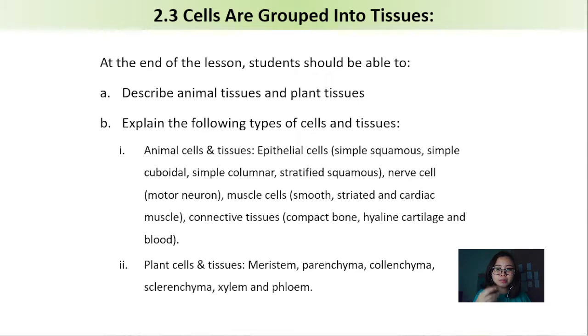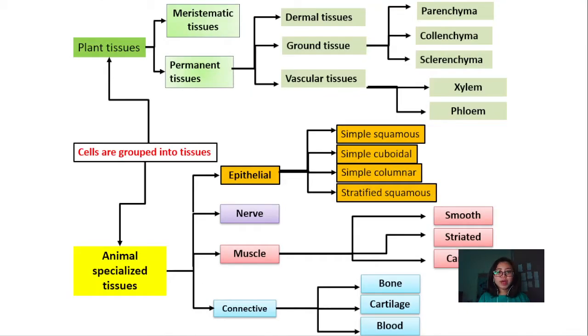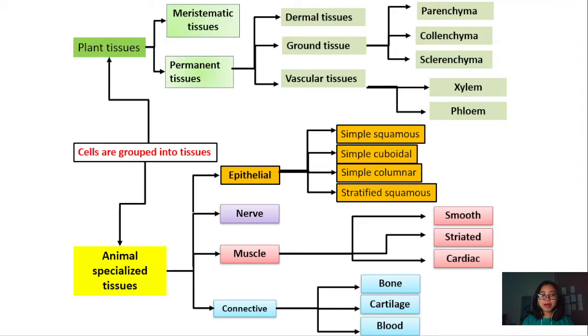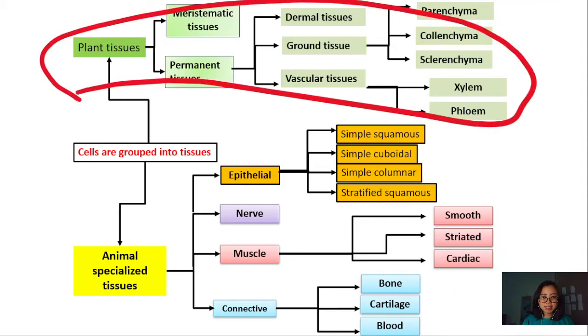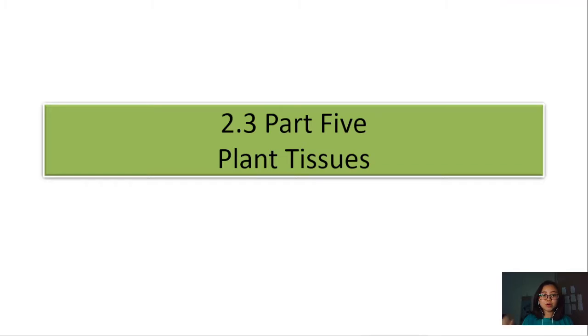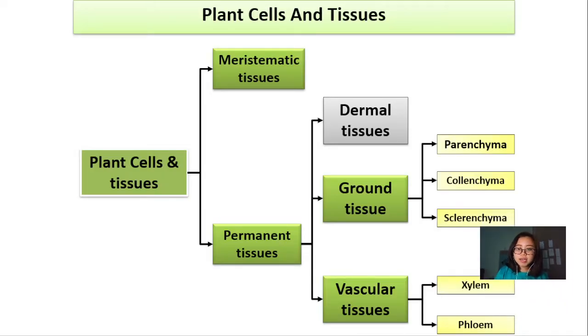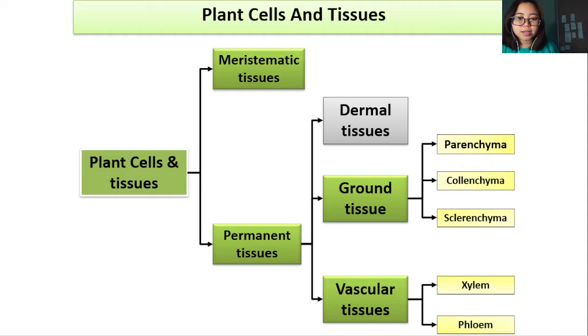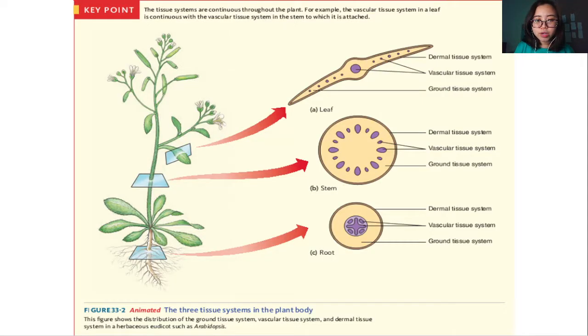We're going to explain the following types of cells and tissues, which is plant cells and tissues: meristem, parenchyma, collenchyma, sclerenchyma, xylem, and phloem. And that means on this mind map, we are going to look at this section. So let's go. Part 2.3, part 5, plant tissues. Okay, so this is another short mind map. These are the types of plant cells and tissues that we will look at. And this is where you can find those different types of tissue.